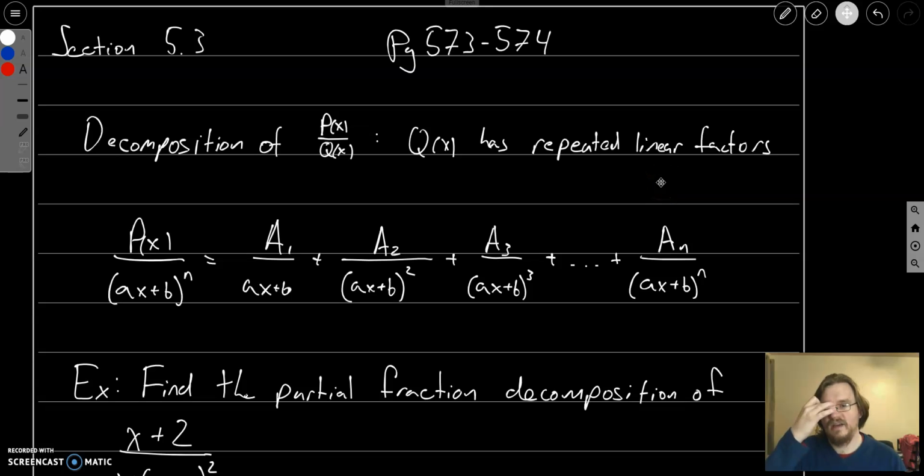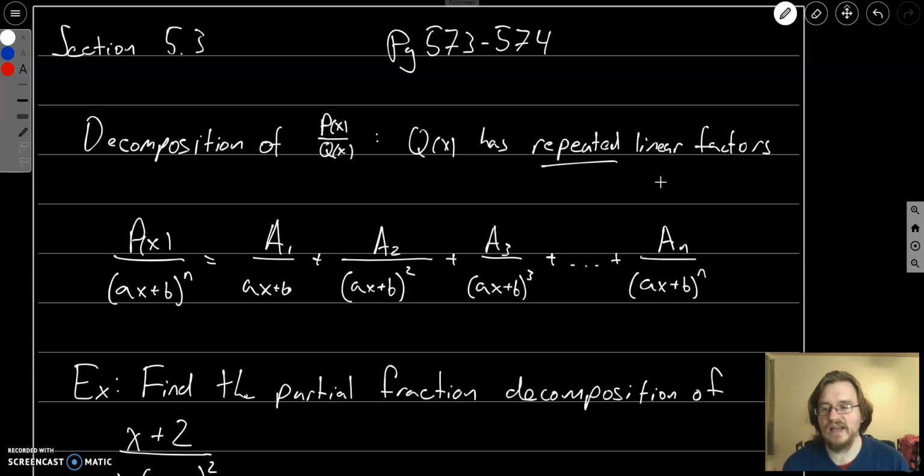Hello and welcome back. Let's continue to look at partial fraction decomposition. In the last video, we focused on fractions where the denominator had distinct linear factors, meaning that when we factored q of x, the polynomial on the bottom, it would have some factors and all the factors were different. But what happens when those factors are the same, when we have repeated linear factors?